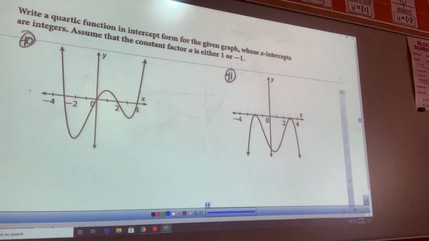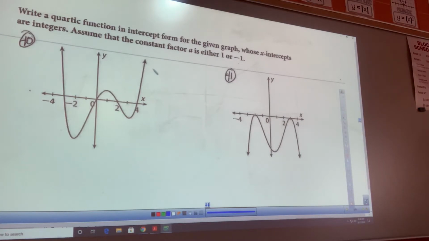Okay, this is probably going to be the final lesson concerning anything about the packet. This is on page 15. So this is how do you write a quartic function. I think the problems before this were with a cubic function.